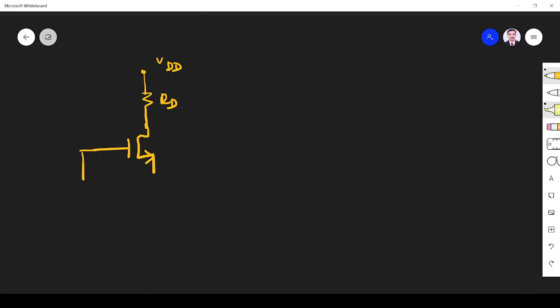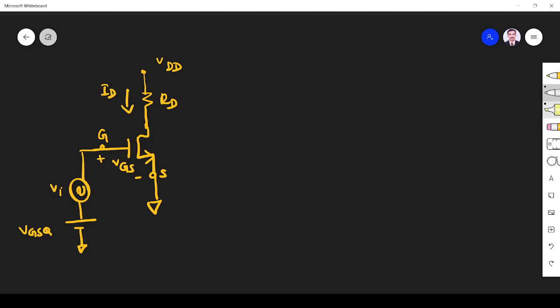Here we have the source Vi and the DC source VGSQ. Here the source is ground. This is source, this is gate, this is VGS plus and minus. The current flowing through the drain resistor is ID.